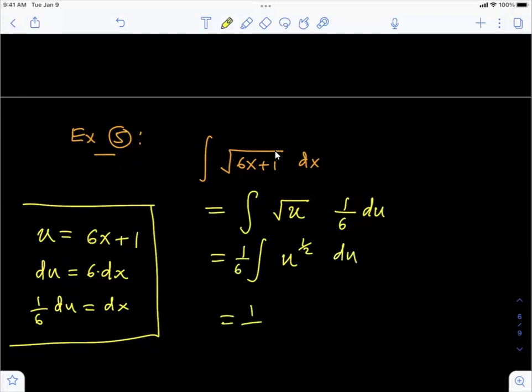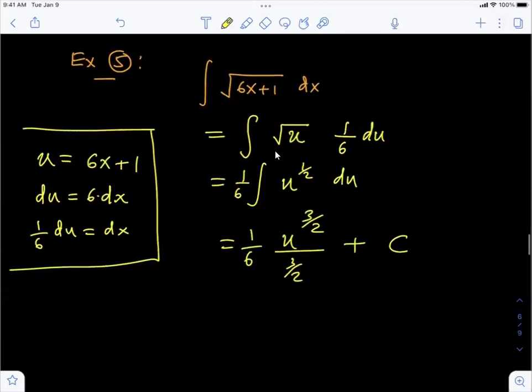And now 1/6 u to the 3/2 divided by 3/2 plus c. There are simplifications that you can do here. You can flip and multiply. I'm not going to explain exactly the simplification, but figure it out. Just algebra. Then plus c.